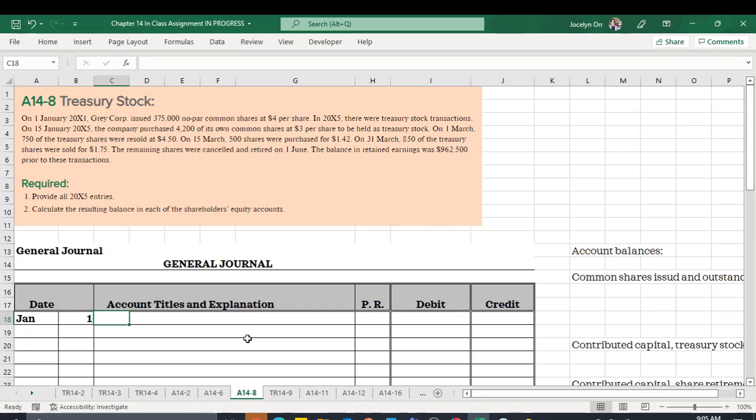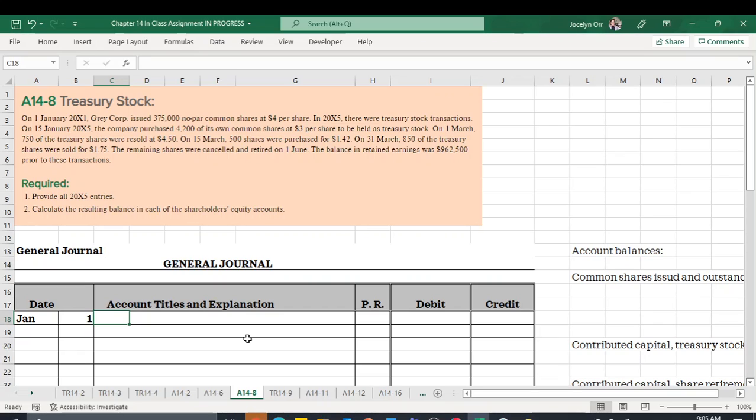Now this question's a little bit different and it's more like one of those math word problems than the usual layout where everything is laid out very clearly for us. So we need to read through and decide what we need to record, make all of our journal entries, and then figure out our final balances.